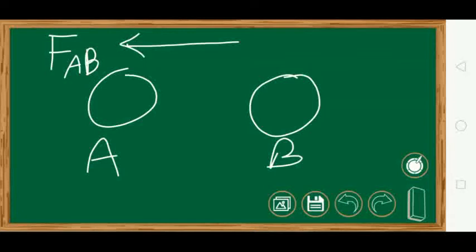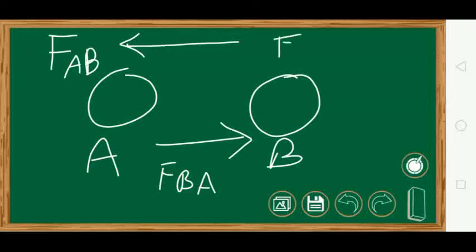And FBA means force on B due to A. Force on A due to B. So A is exerting the force FBA on B and B is also exerting a force FAB. So these two are going to be equal.